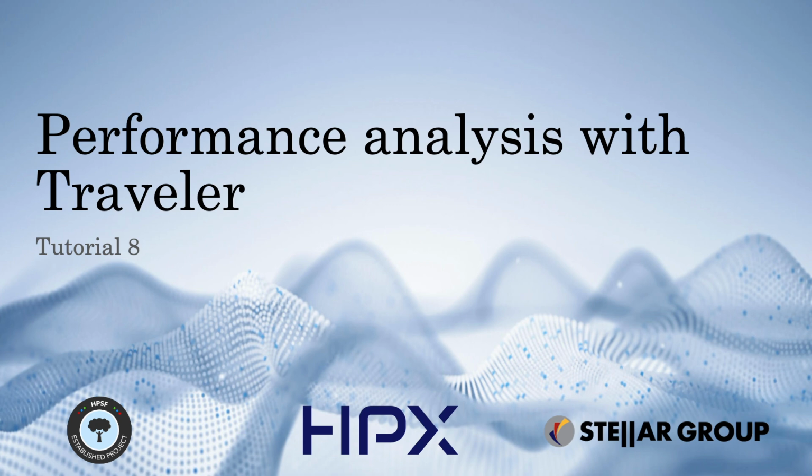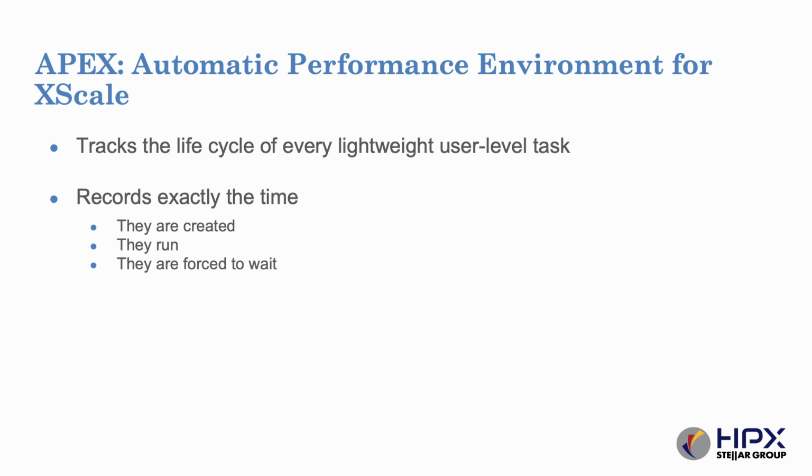HPX manages millions of lightweight tasks on top of just a few hardware threads, and we need a tool that understands that distinction. This is where Apex comes in, the Autonomic Performance Environment for Exascale. Apex integrates directly with the HPX scheduler. It allows us to track the life cycle of every lightweight user-level task, recording exactly when they are created, when they are run, and when they are forced to wait. HPX exports this data in OTF2, a standard high-performance trace format.